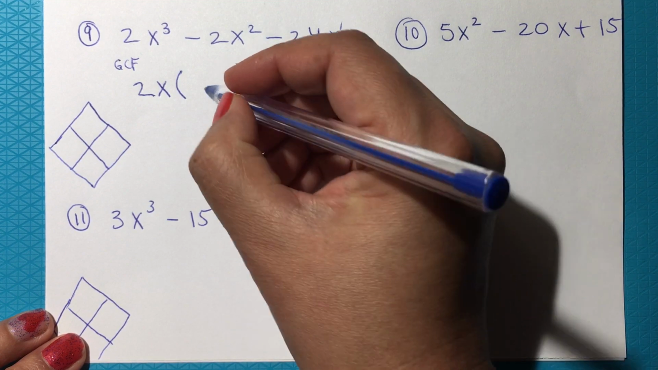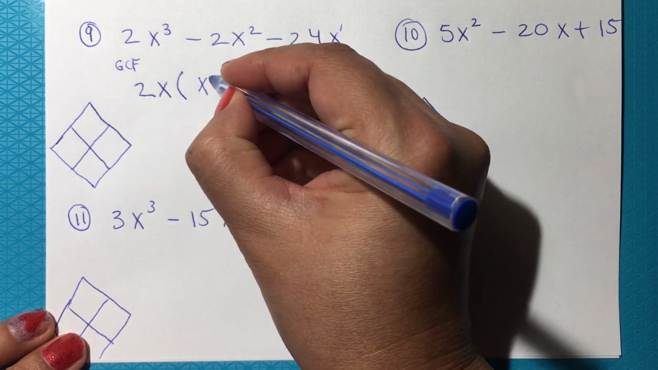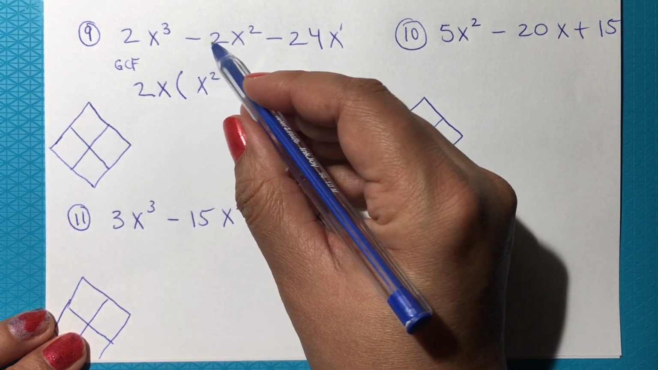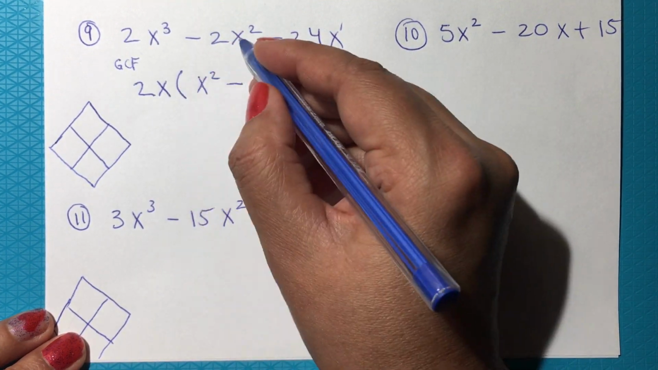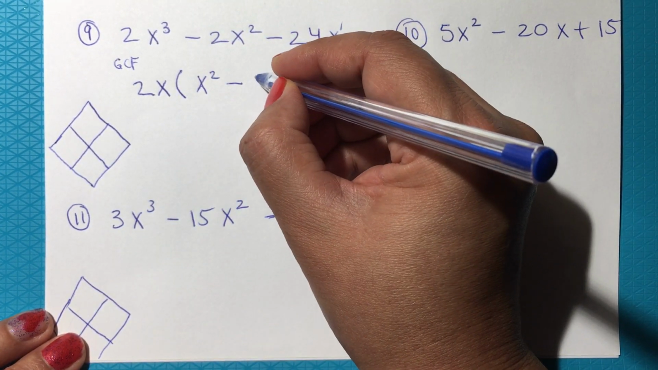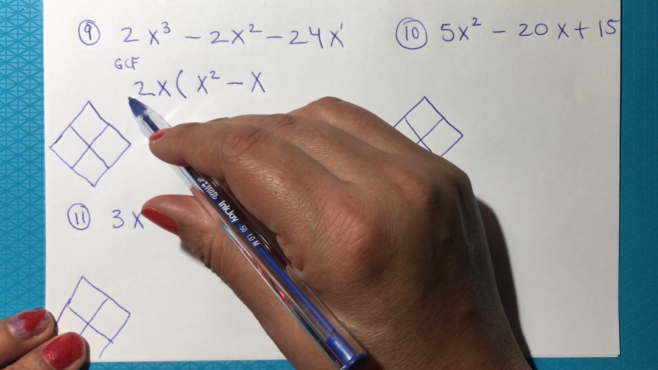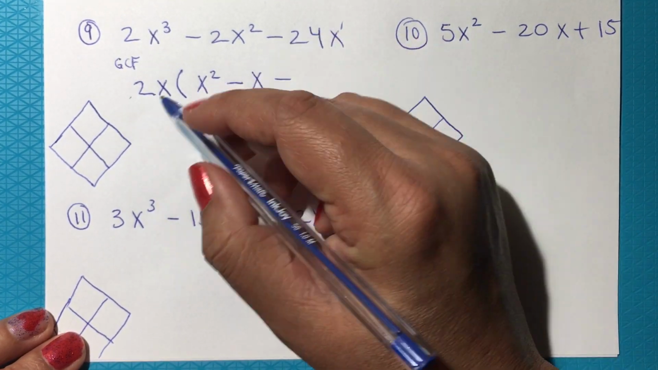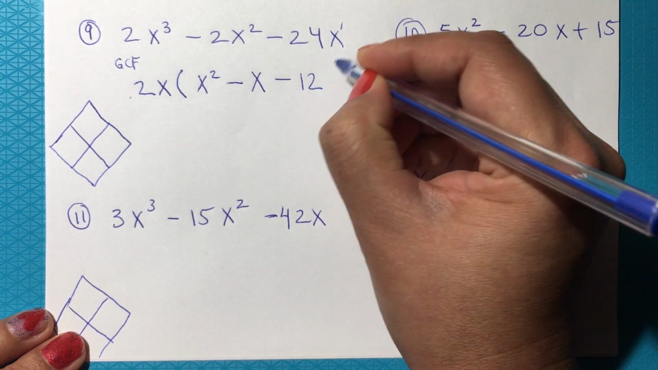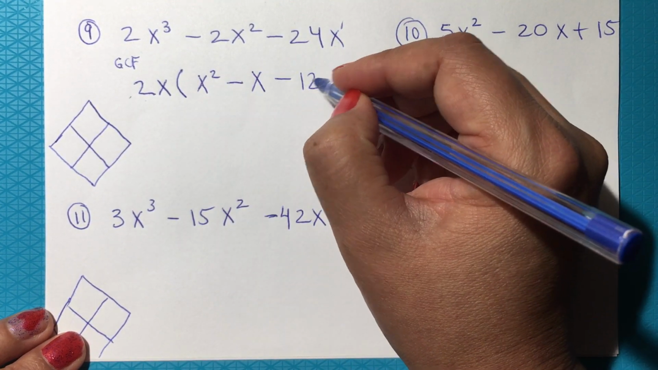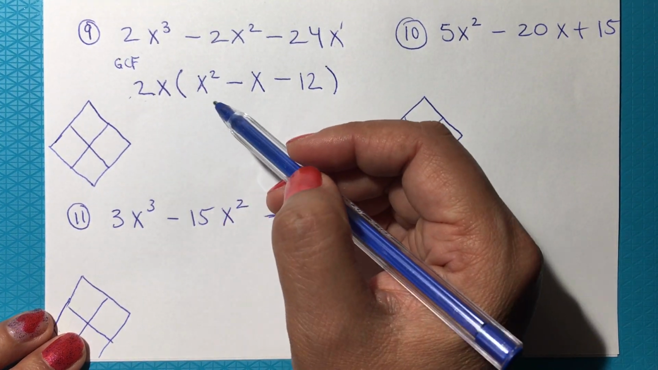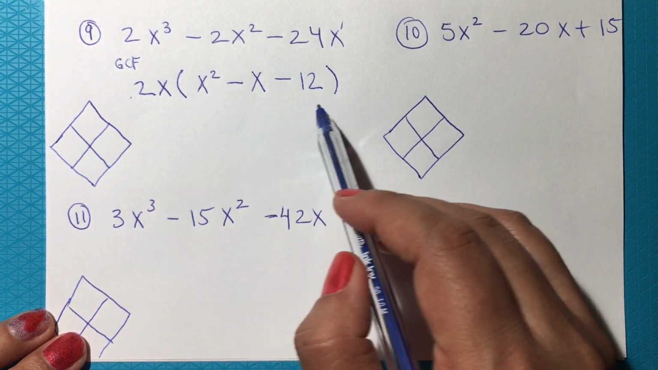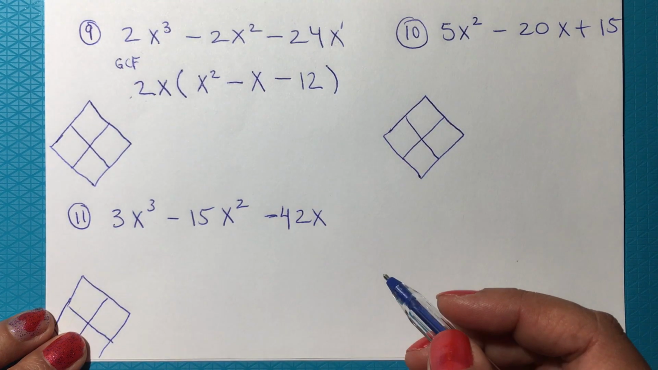2x cubed divided by 2x is x squared. Negative divided by positive is negative. 2x squared divided by 2x is x. And negative divided by positive is negative. 24 divided by 2 is 12. And x divided by x is 1. 1 times 12 is 12. Now that we have 1 as a coefficient, we can use this to use it in our diamond.